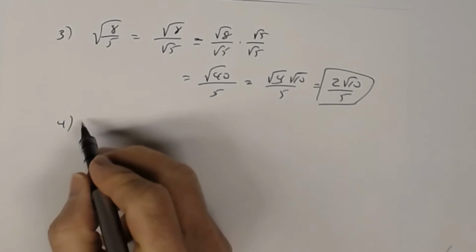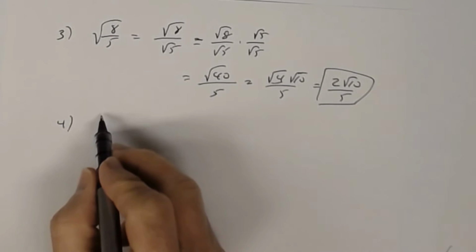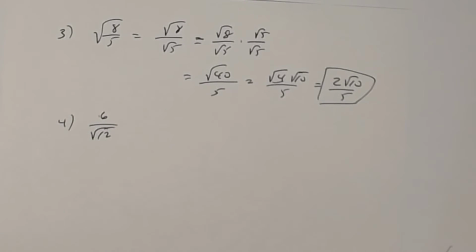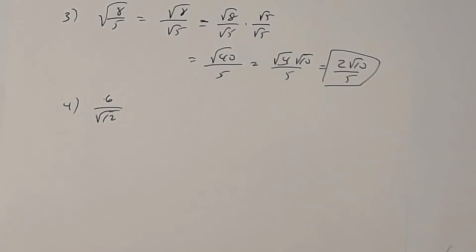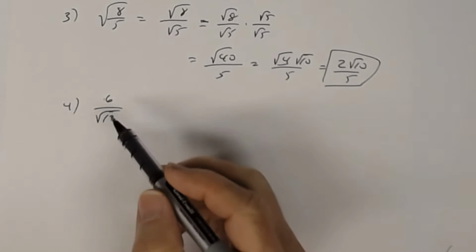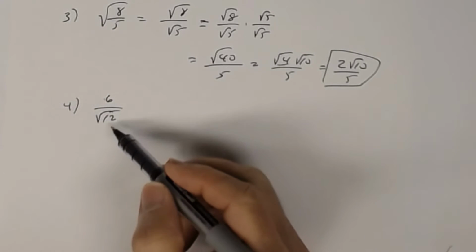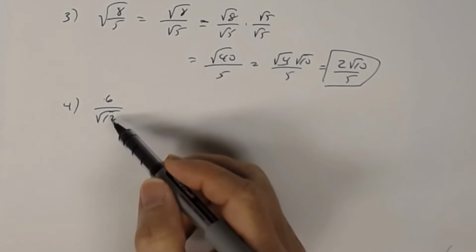Okay, number 4. Suppose number 4, you have, let's say, 6 divided by the square root of 12. 6 divided by the square root of 12. All right. Now, based on what we've been doing, you see a square root in the denominator. You know that that's an irrational number because 12 is not a perfect square. So that's an irrational number.